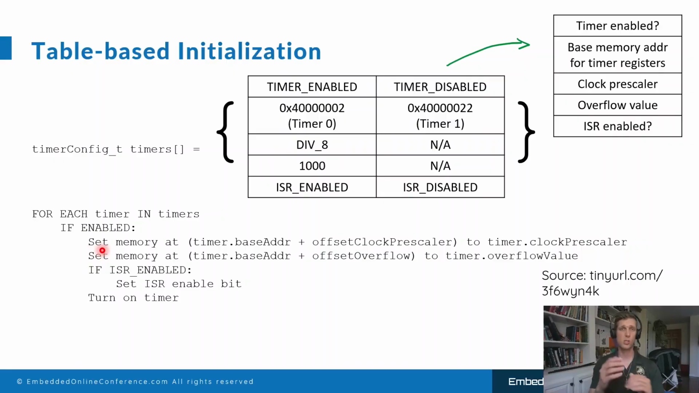Anytime I want to change which timers are enabled or change the rate at which one overflows, it's as simple as adding or taking away elements in my array or modifying an element in my table.